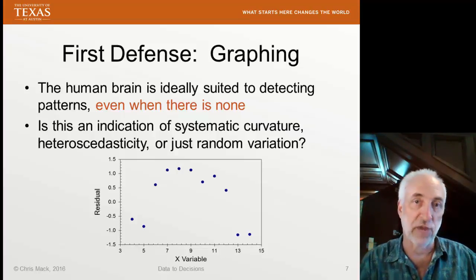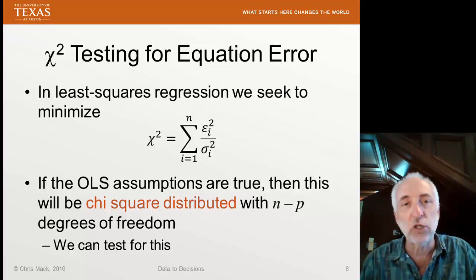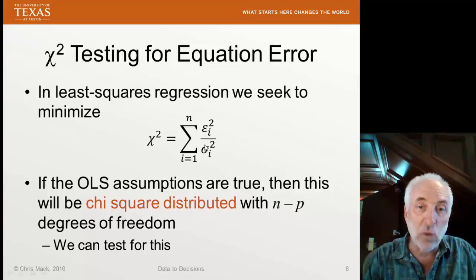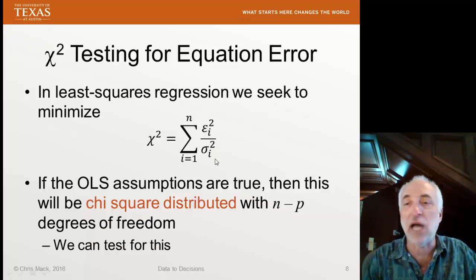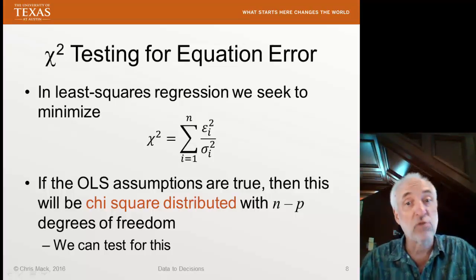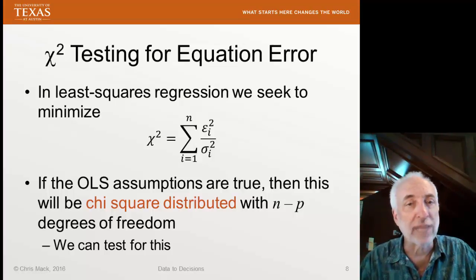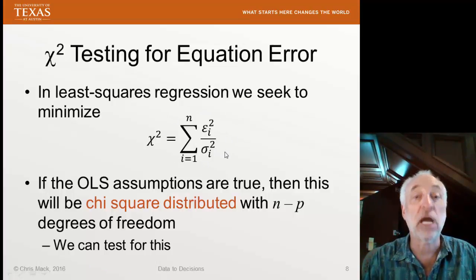What else can we do besides graphing? Well, one thing we can do is something called chi-square testing. When we do a least squares regression, what we're trying to do is minimize the sum of the squares of the residuals. And in particular, if we have a weighting or an uncertainty in each of the i data points, we'll call that sigma sub i, the standard deviation of the measurement error for each measured i response variable. What we're trying to minimize is this sum of weighted values called chi-square.